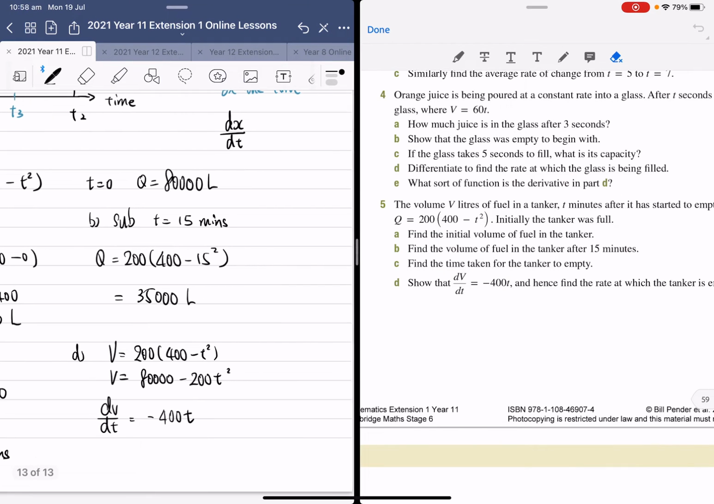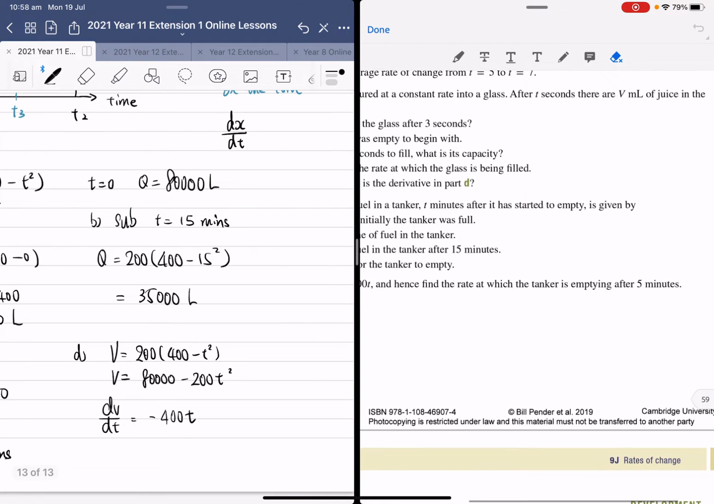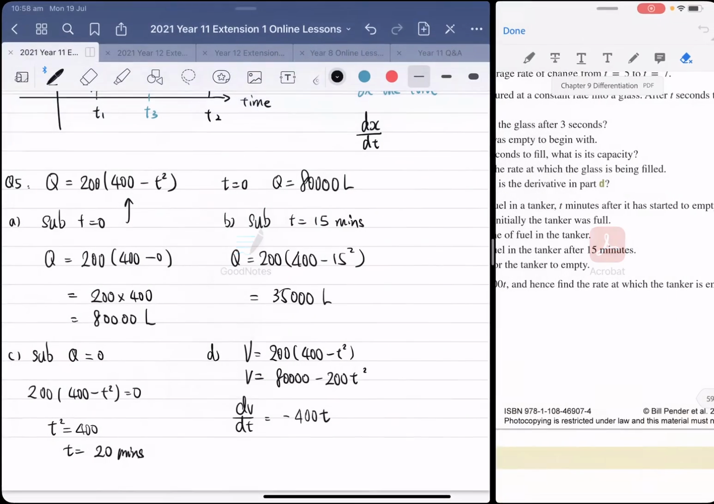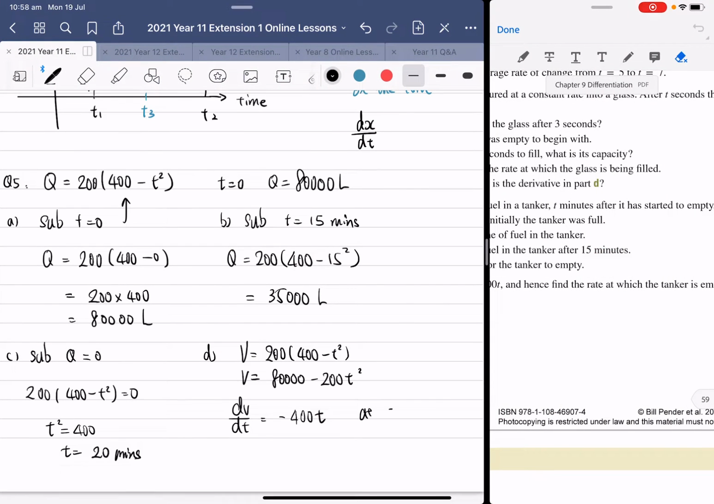Then the question asks us to find the rate when the time is 5 minutes. So at t equals 5 minutes, that instantaneous rate of change of volume is negative 400 times 5, which is minus 2,000 liters per minute. That negative is extremely important. That negative tells you the fuel is going away instead of being added to the tanker, so it's like leaking or emptying. Make sure you put the negative there.